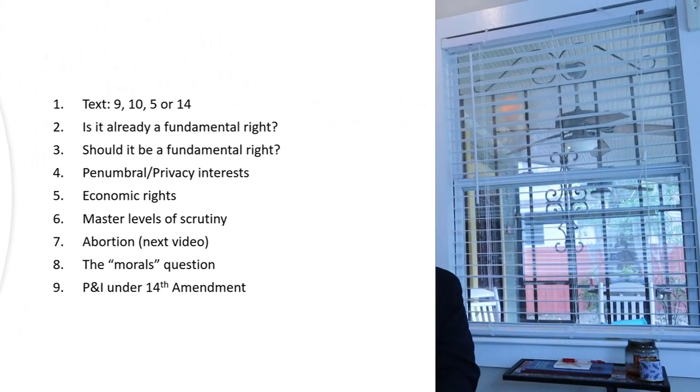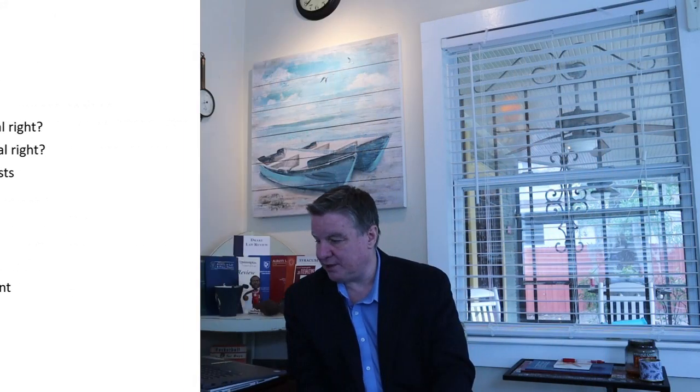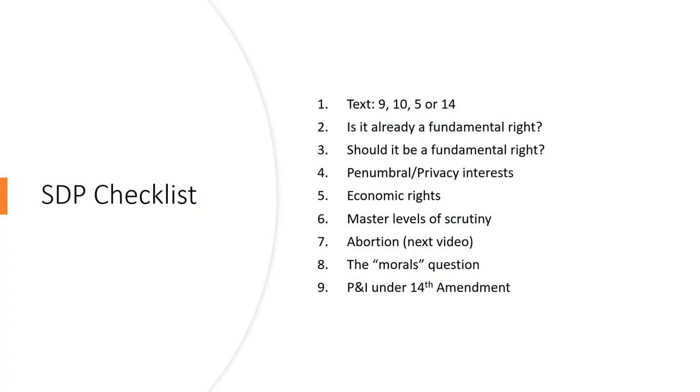But the final thing that occurred to me to put on the checklist is, right, this is related to substantive due process, that the reason substantive due process exists is that the court killed the Privileges and Immunities Clause of the 14th Amendment in the Slaughterhouse case. So you need to be prepared for that.